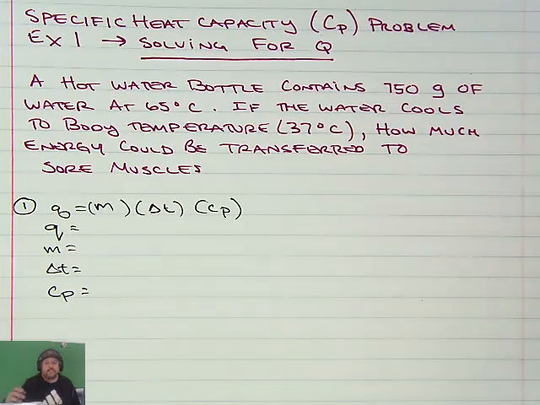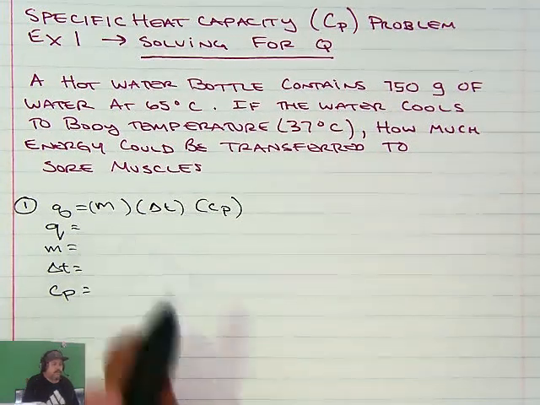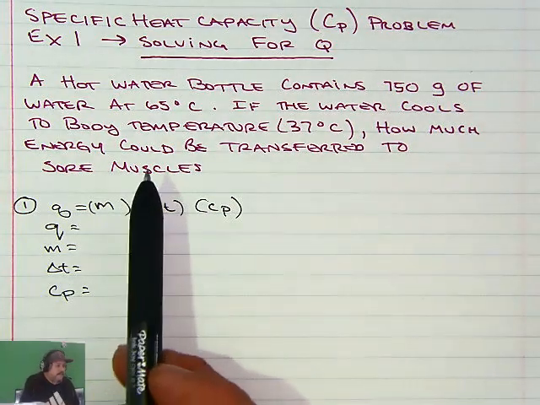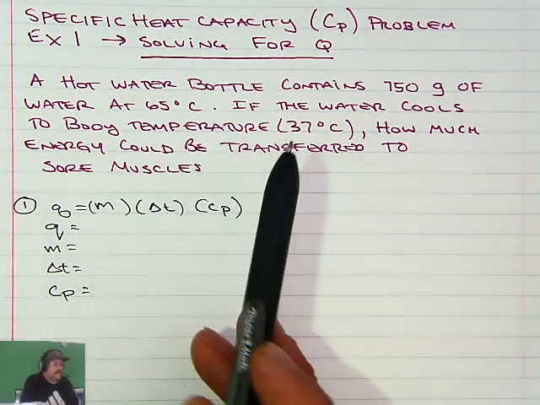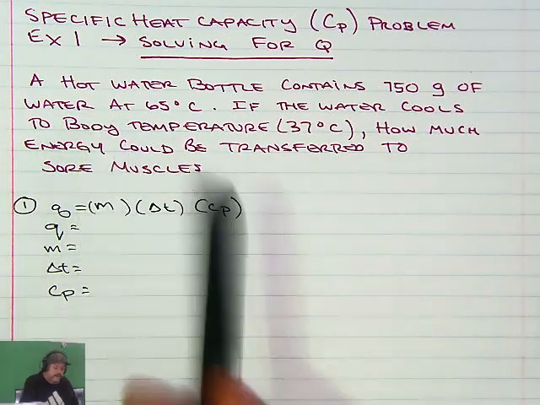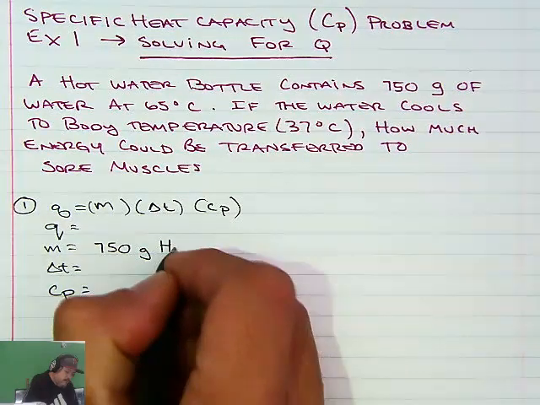Okay, so step one is to identify our unknown and see what we know. Find out what's given and what we don't know. This is the equation we will be using: Q equals M delta T Cp. Let me start reading and see if I can figure out stuff. A hot water bottle contains 750 grams of water. That's a mass. So I'm going to write that here, 750 grams H2O.